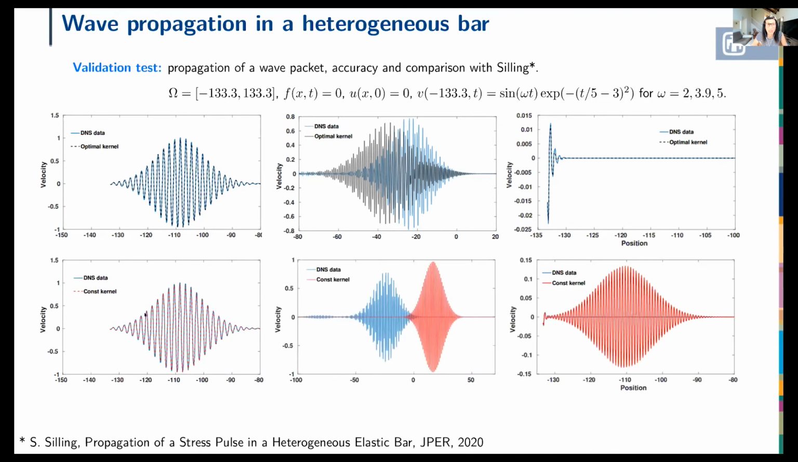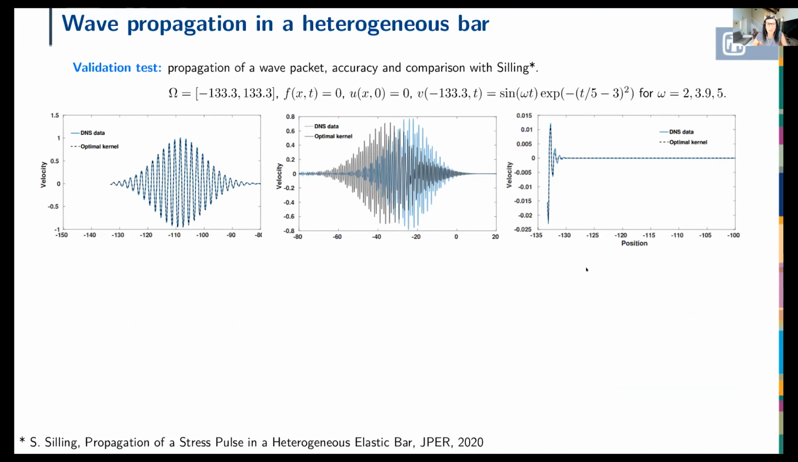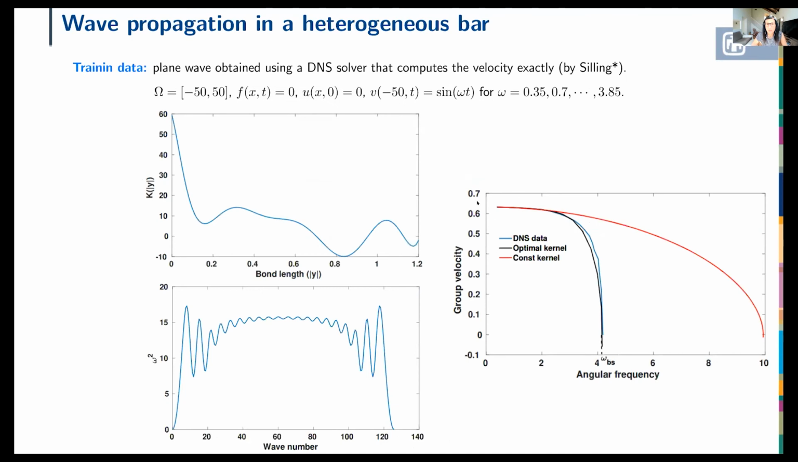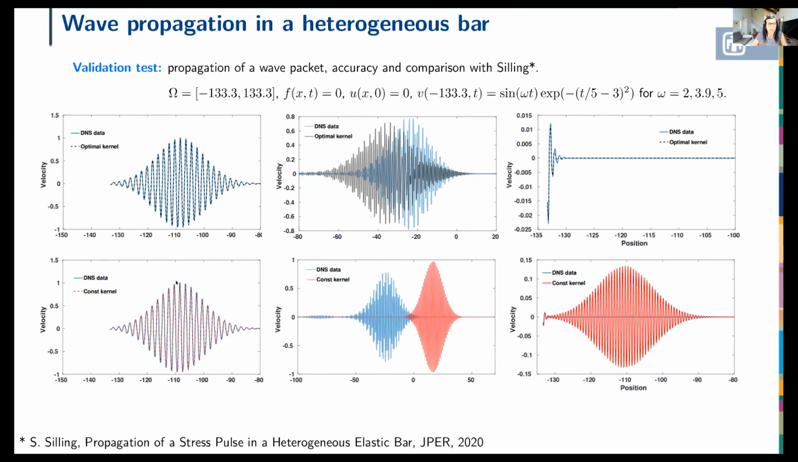This is the state-of-the-art kernel. Since there is a good matching here, this kernel also does a good job on low frequencies, which is what we have here. But close to the band gap and beyond the band gap, this kernel completely misses the fact that the wave is not propagating.